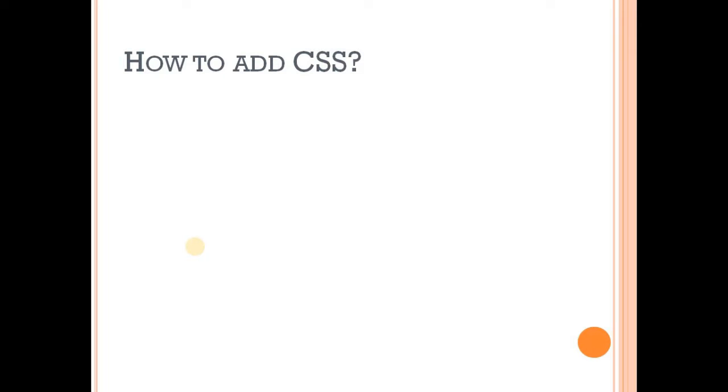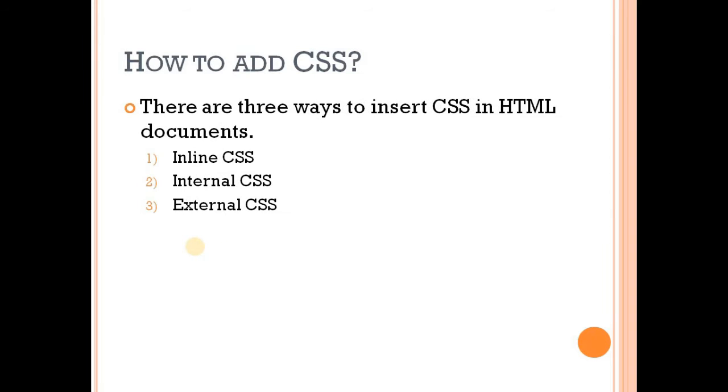First of all, how to add the CSS in our HTML. Okay, so there are a total of three ways to insert our CSS code into our HTML code. Okay, means we can say that we are connecting the CSS file to the HTML file, right? So there are three ways to connect: inline CSS, internal CSS and external CSS. Okay, so these three ways are there and all these three ways we will see in this video with a practical example. So now let's move forward to the coding.